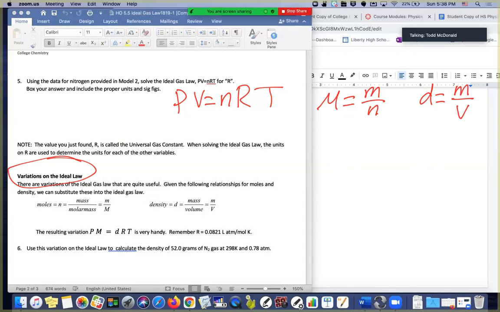Density is mass over volume. We're going to use these two relationships to rearrange and come up with a different equation that's going to be helpful in this unit.